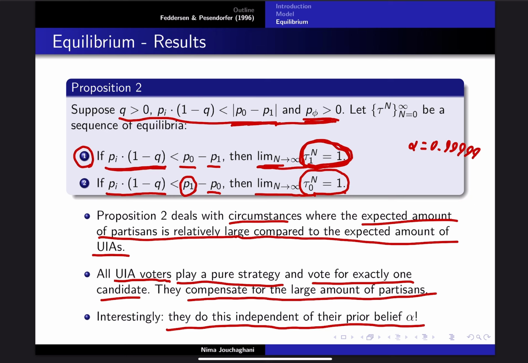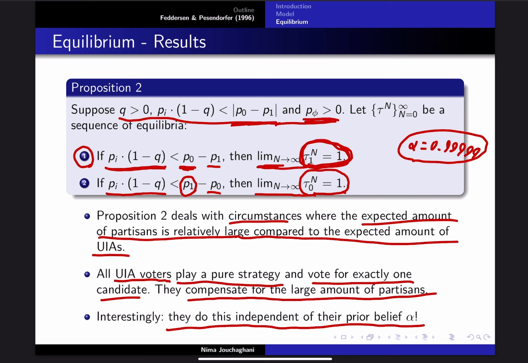So just imagine you are very sure that one particular candidate is eligible for being in charge, and you still do not vote for him just because there are a lot of partisans of this candidate in the model. But this is the equilibrium outcome, which means that there is no incentive to deviate, independent of what the value of alpha is. And that's a very interesting result if you think about it.